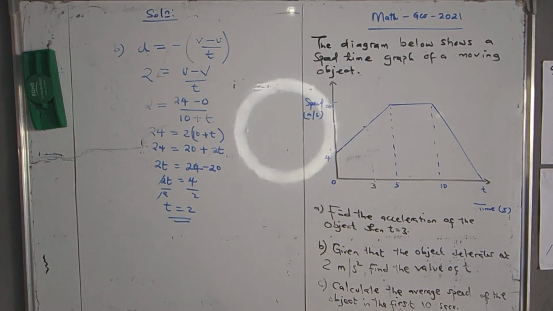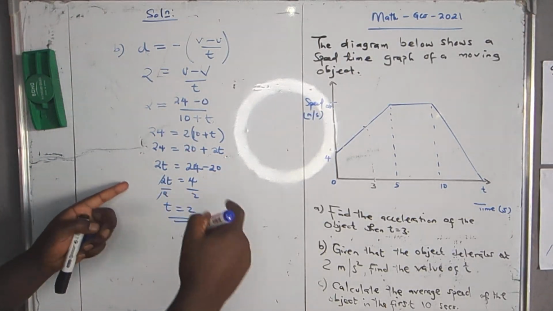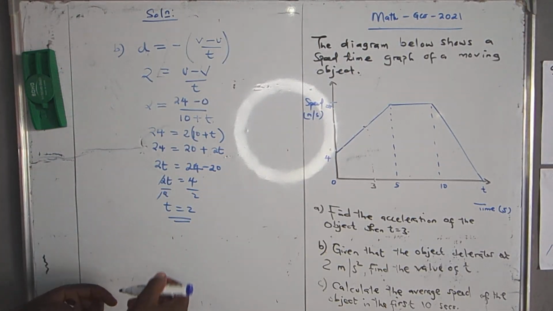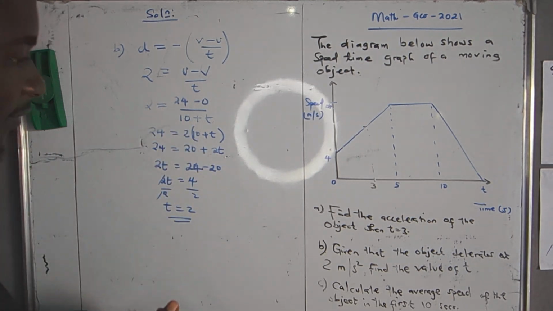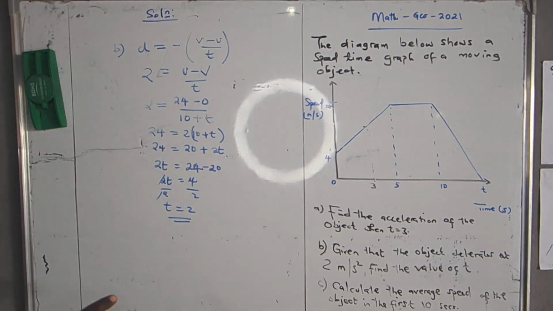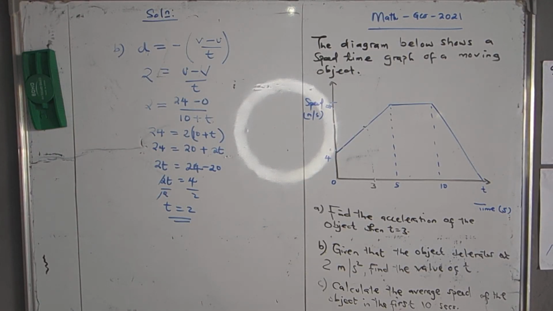Okay, now just follow my videos properly. I will explain how you can also get this same answer using another method. Okay, so the t there was 2. Okay, t was 2.